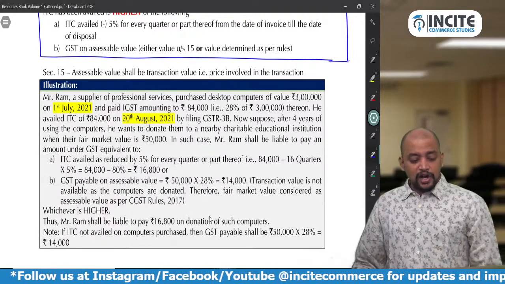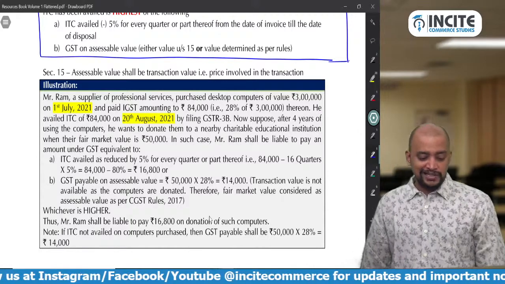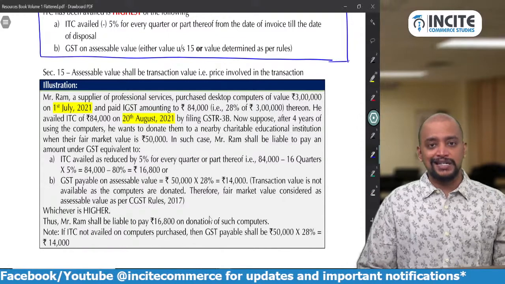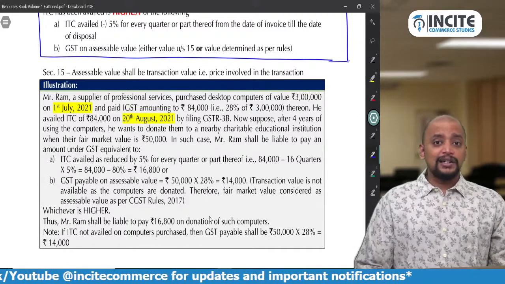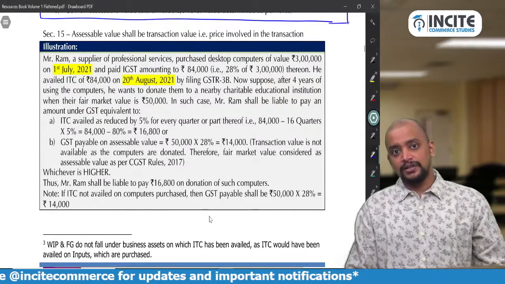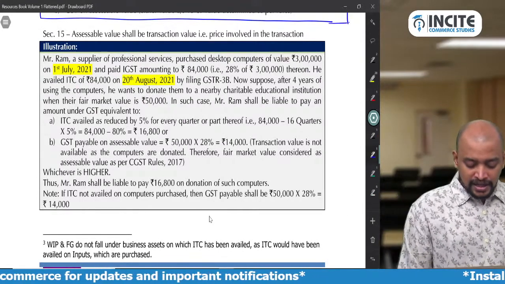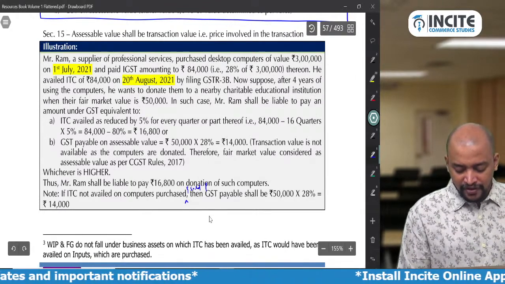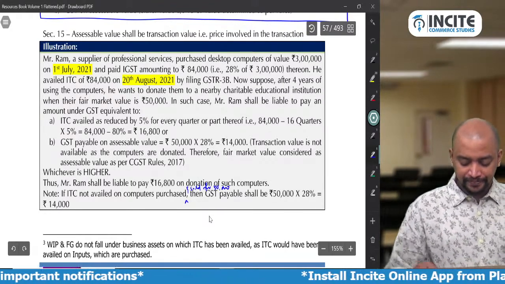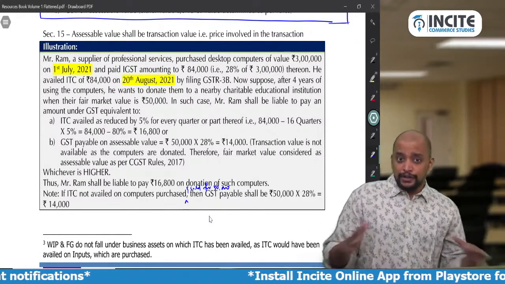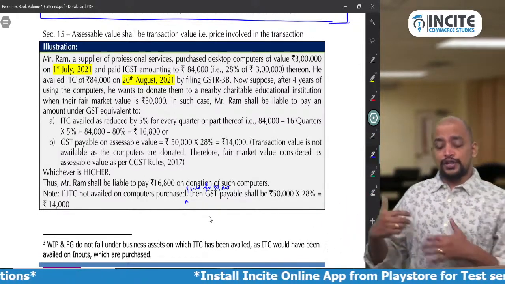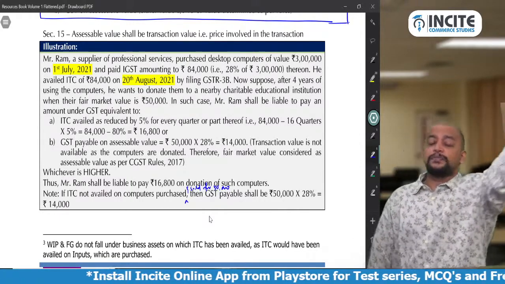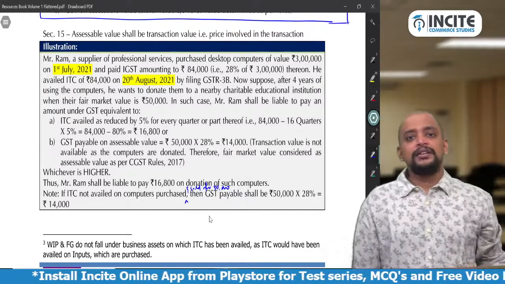And suppose ITC is not availed on the computers purchased, and they are sold for a consideration of 50,000. If ITC is not availed on the computers purchased and these computers are sold for 50,000, then what do we need to do, sir? Don't apply section 18(6), because 18(6) is applicable only when you avail ITC on the capital goods.